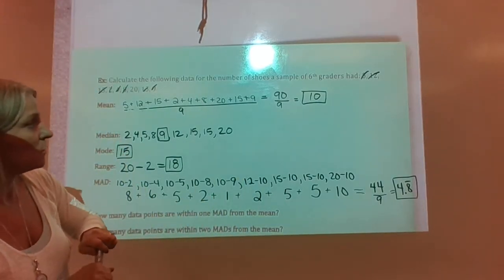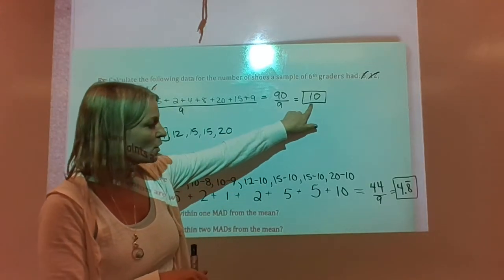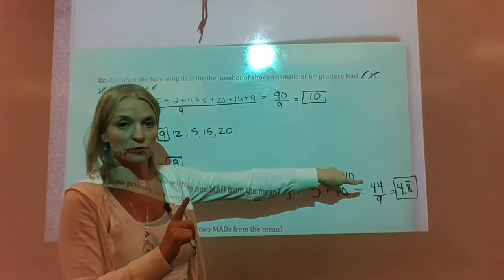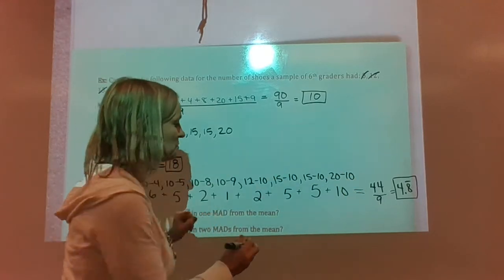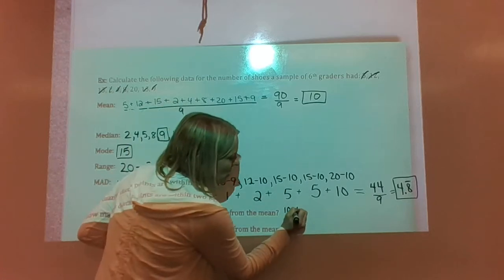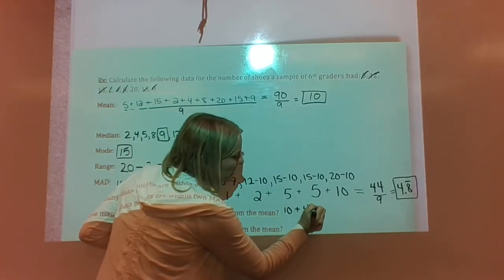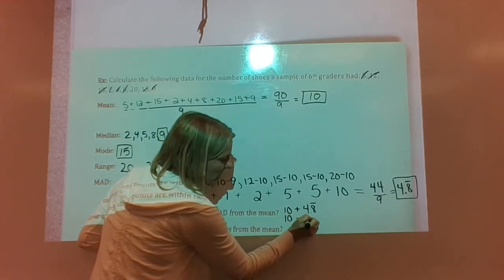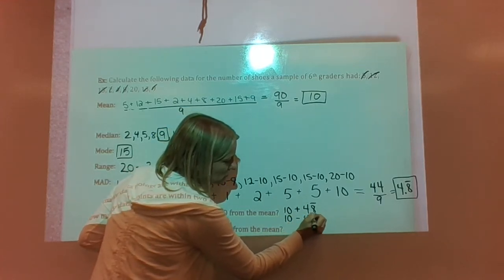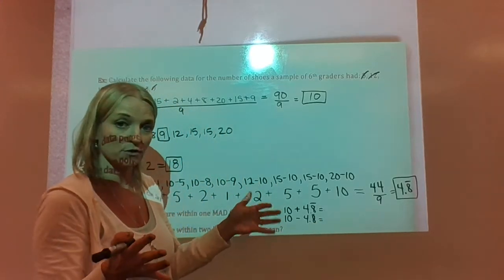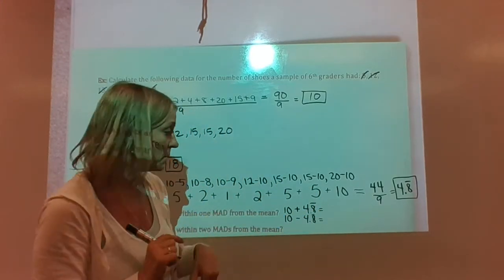We need our mean, which is 10, and we want to figure out within 1 MAD. So that means we're going to add and subtract 1 MAD from this mean. My mean is 10, so I'm going to add 1 MAD, so add 4.8 repeating to that, and then I'm going to take my mean and subtract a MAD from it. This is going to be the range of how spread out my numbers are that are 1 MAD higher and 1 MAD lower.